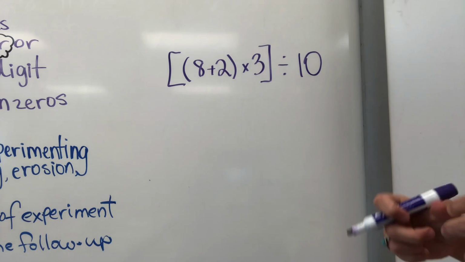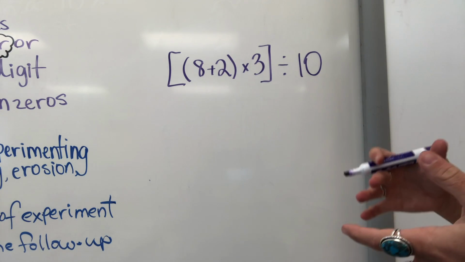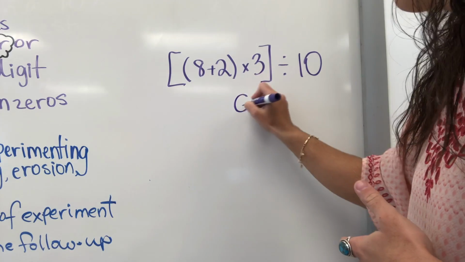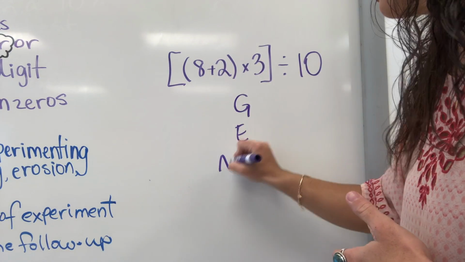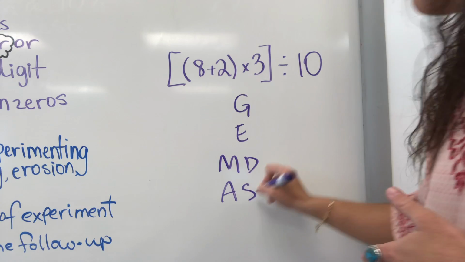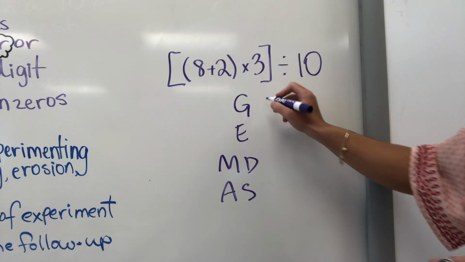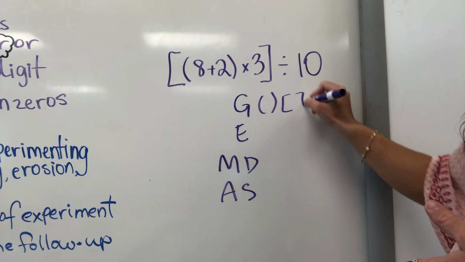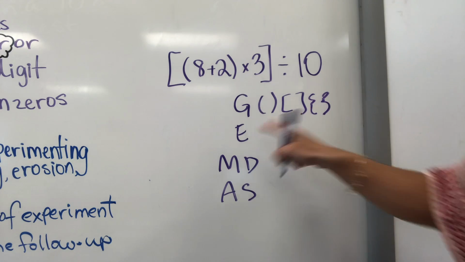In this video, we are going to look at order of operations. We use the acronym GEMDOS, which I like to write like this, which stands for grouping symbols. Grouping symbols include parentheses, brackets, and braces.